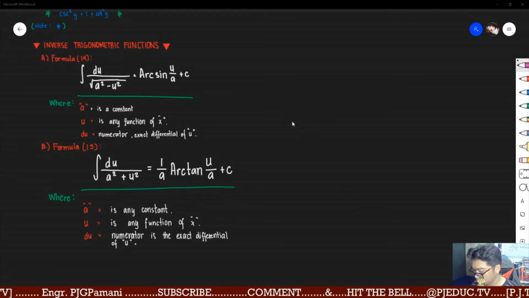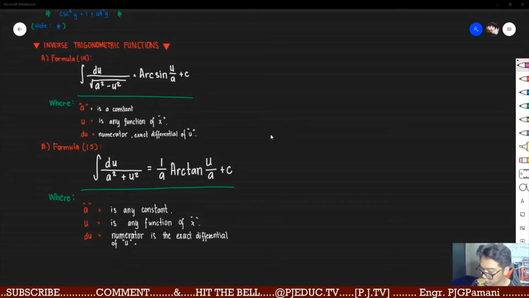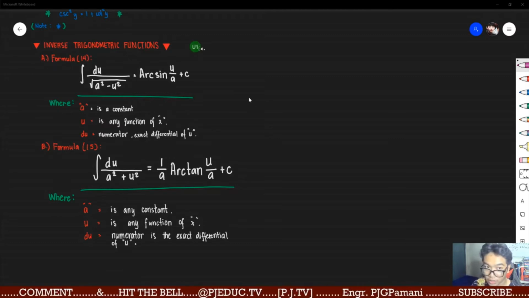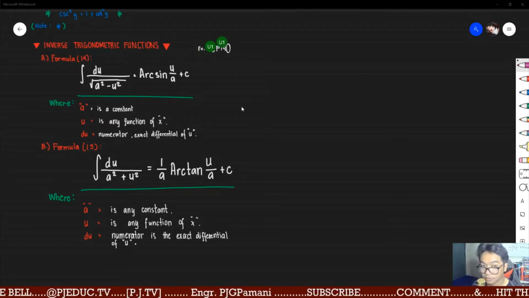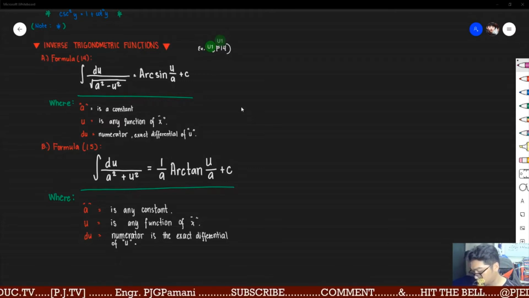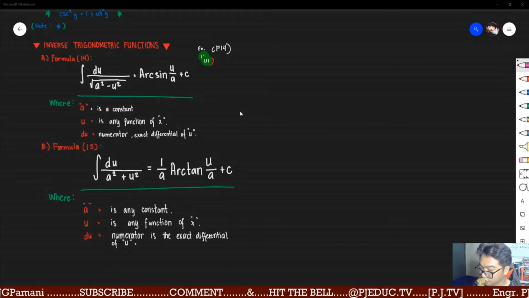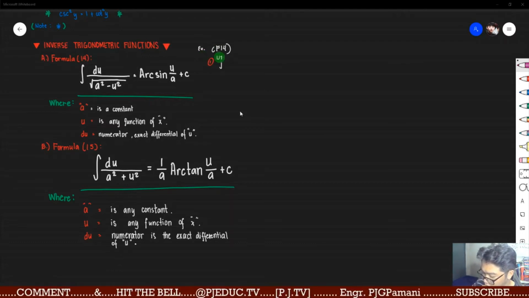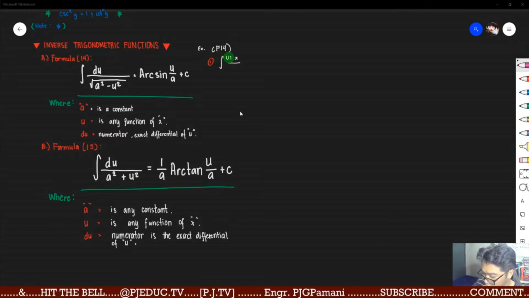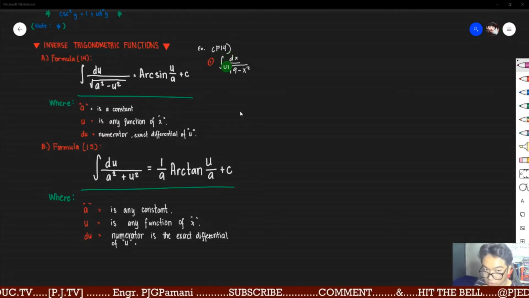Dito na lang ako magsulat. So for formula 14, examples involving formula number 14. So for your first example involving formula number 14, if we are asked now to evaluate the indefinite integral of dx over the square root of 9 minus x squared.